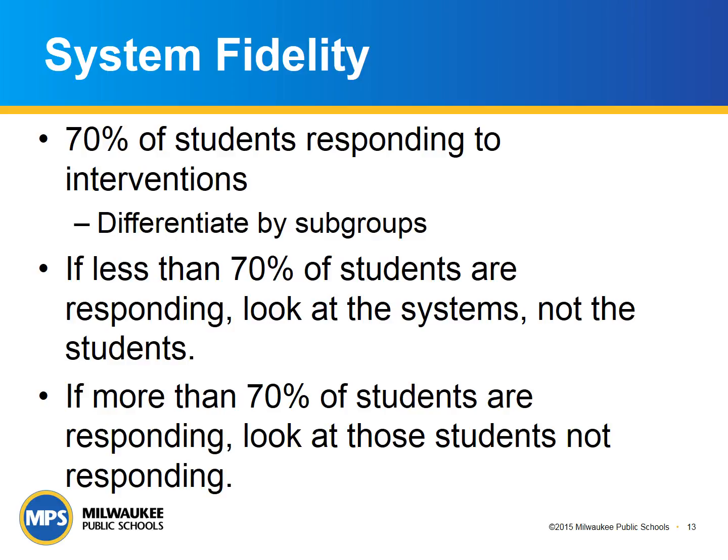If more than 70% of students are responding, this indicates the systems are at a fidelity and the school can look at individual students not responding to intervention. This analysis should also be applied to individual subgroups in the school, including age, sex, and ethnicity.